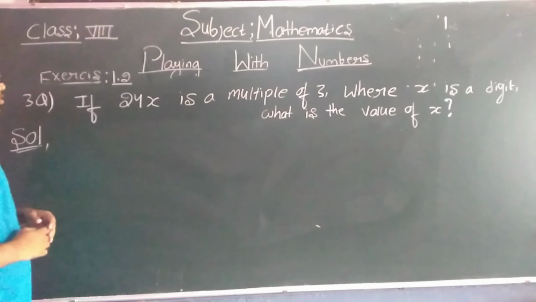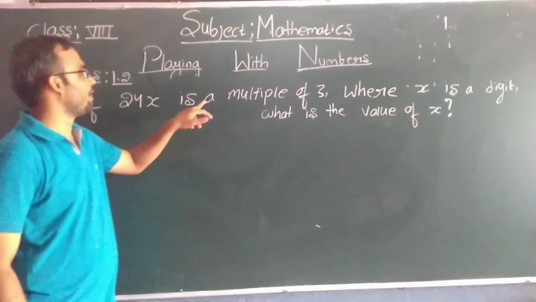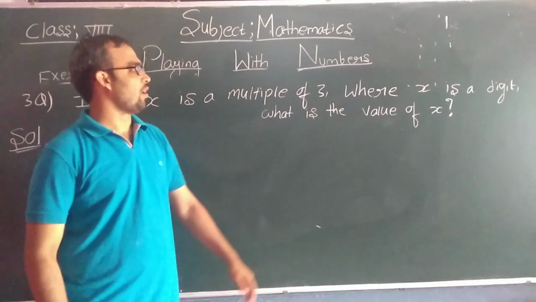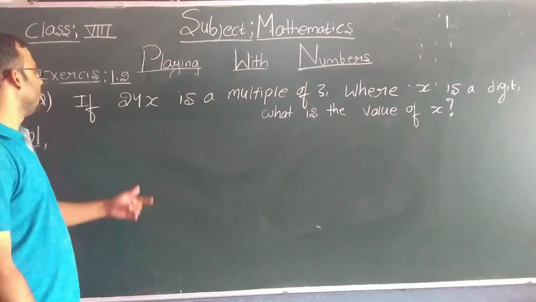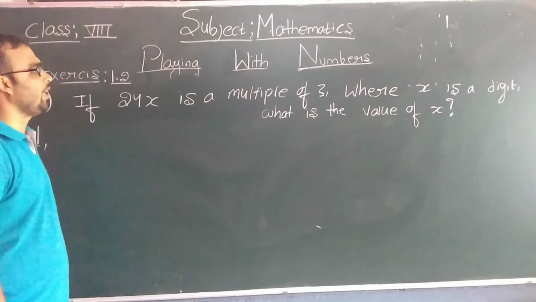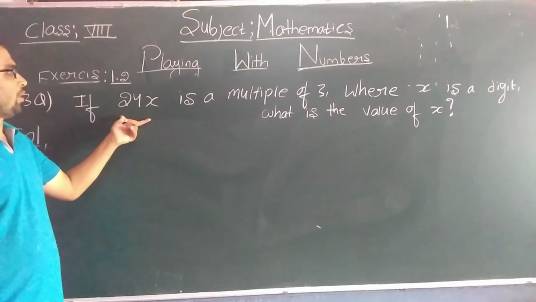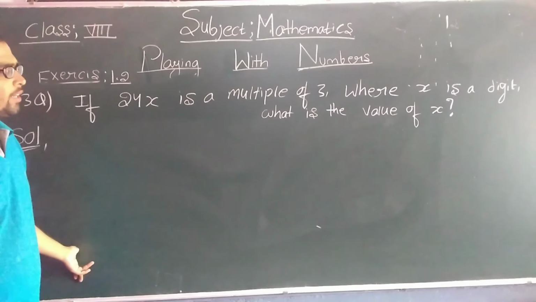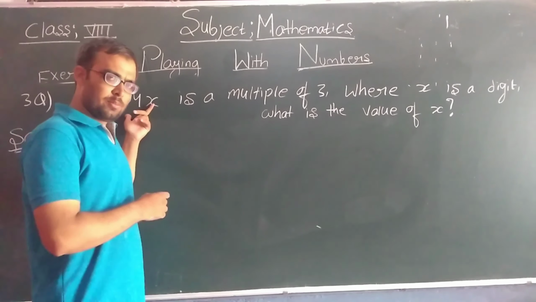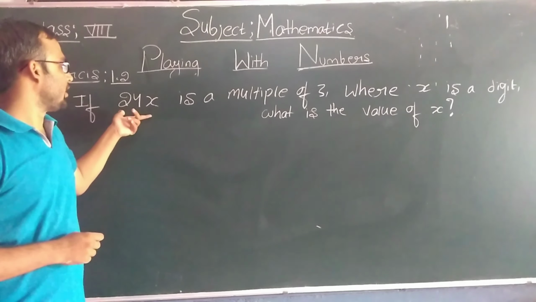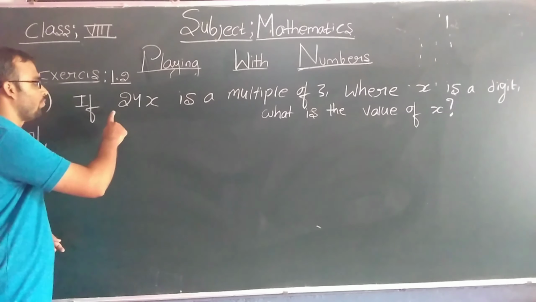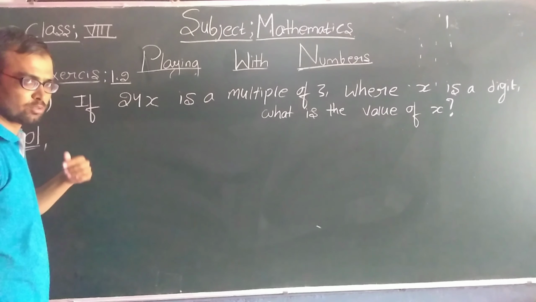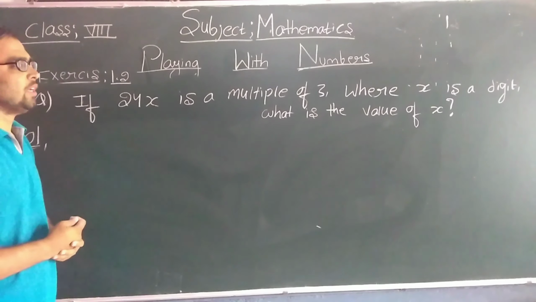Now let us solve the third question. If 24x is a multiple of 3, where x is a digit, what is the value of x? So what they have asked: 24x is a multiple of 3. If it is a multiple of 3, then what will be the value of x? As this is a multiple of 3, the sum of these digits must also be a multiple of 3.